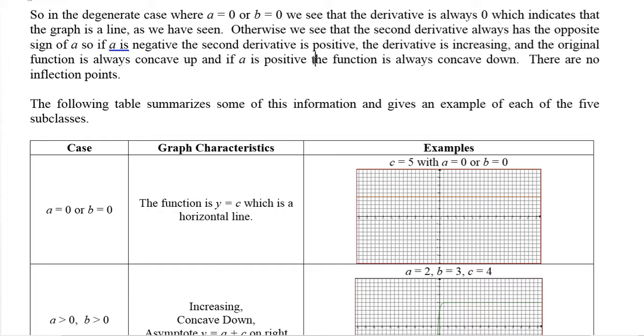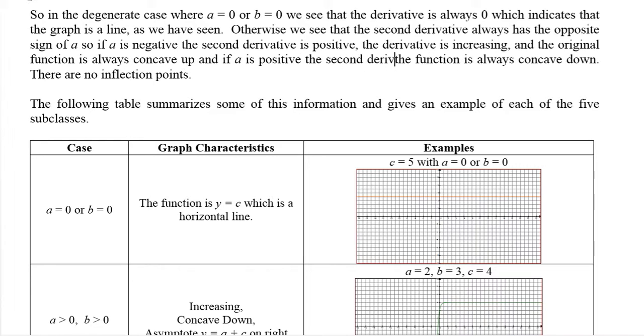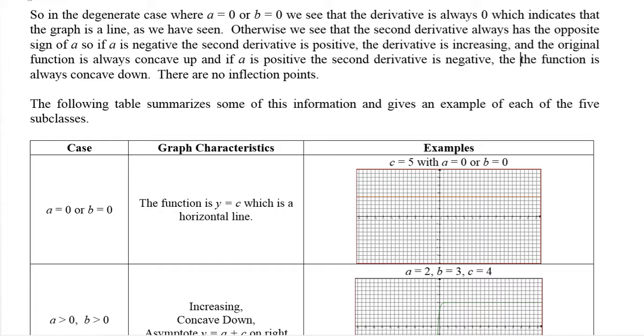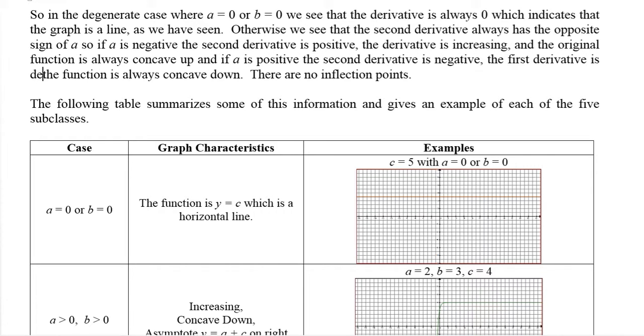And if a is positive, the second derivative is negative. The first derivative is decreasing, and the original function is always concave down. Either way, there are no inflection points. The concavity is all the same.